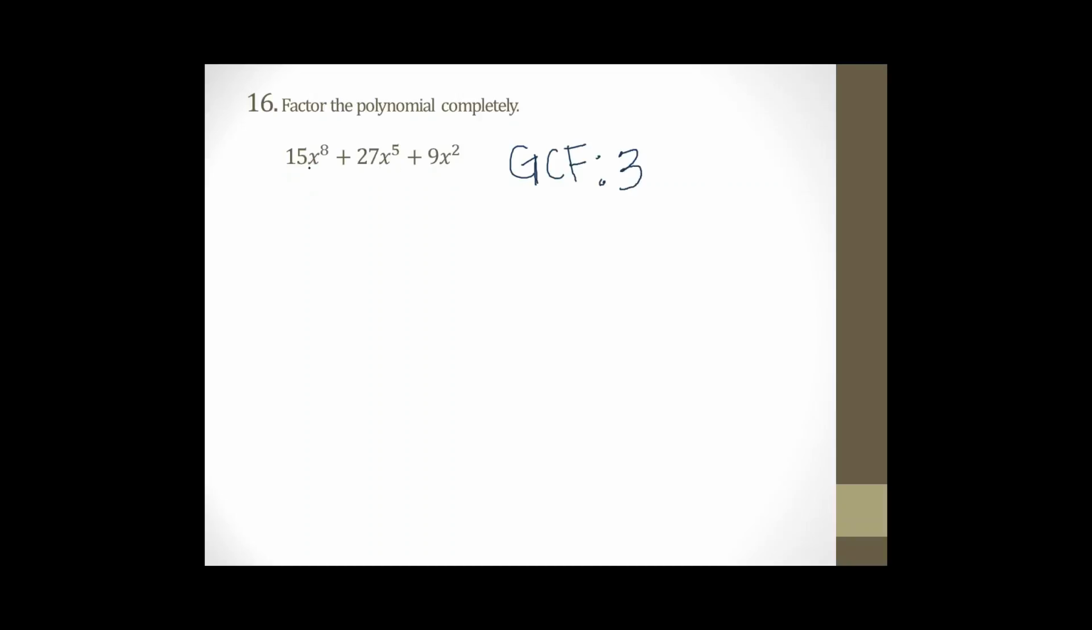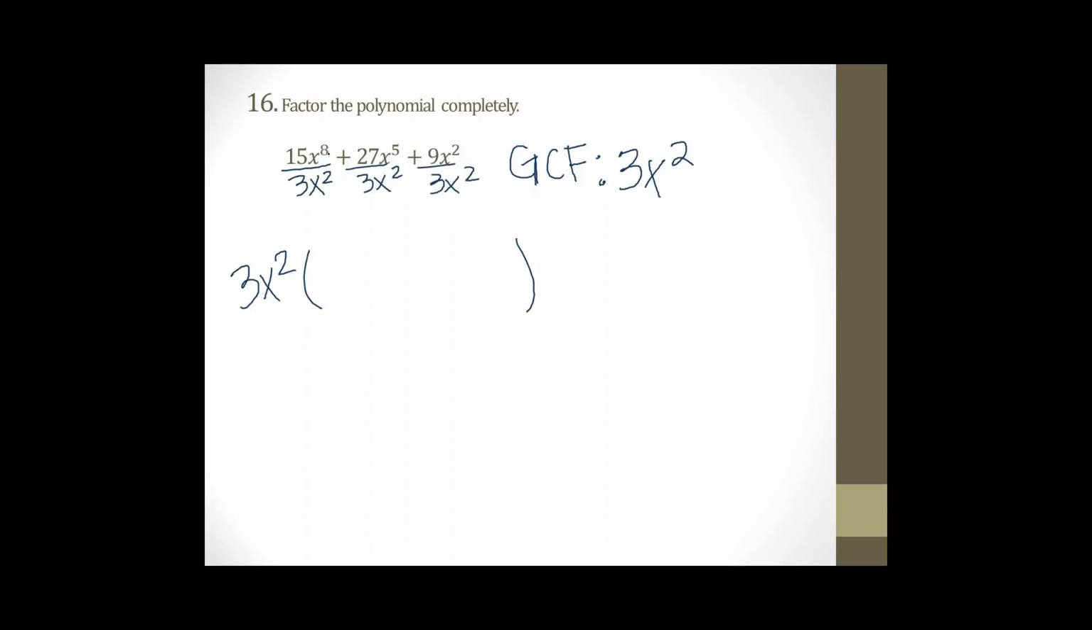Now let's look at the variables, the x. So what's the greatest number of x's all three have in common? It'll be x squared. You're getting the GCF. You want to make sure they all have the same variable, and if it's a part of your GCF, and if they do, you want to take the smallest exponent. So we're going to factor out the GCF, 3x squared, and we're going to write what's left over in parentheses, and you're basically dividing everything by that GCF.